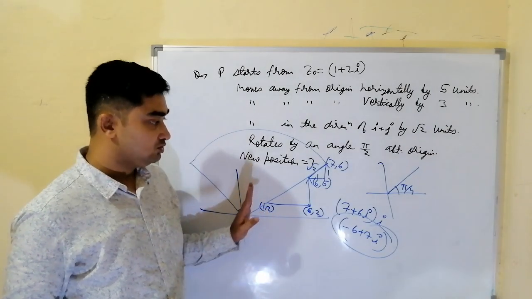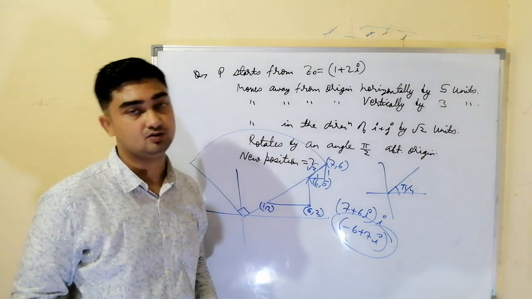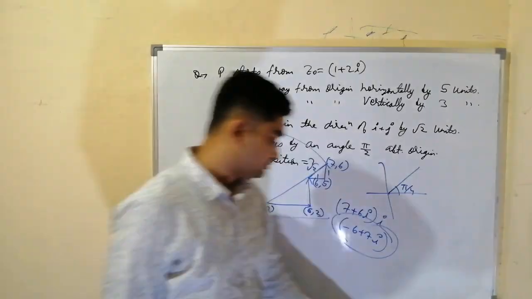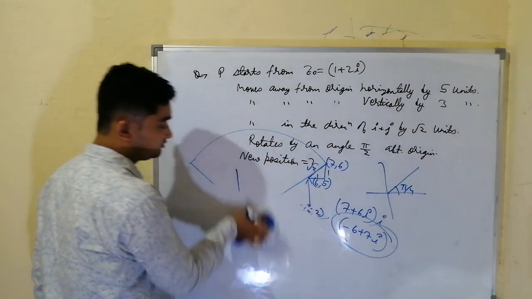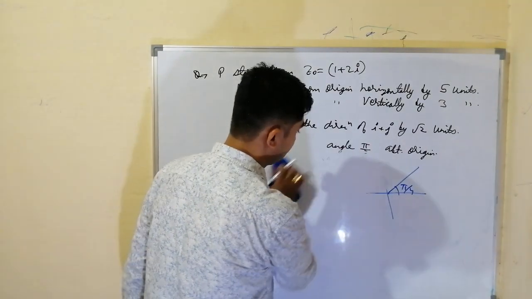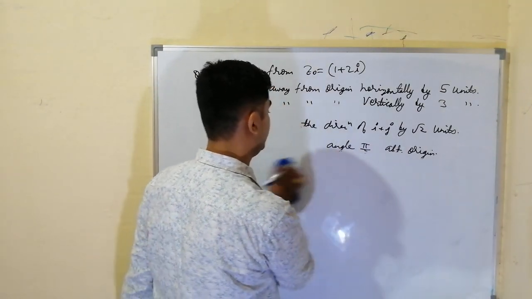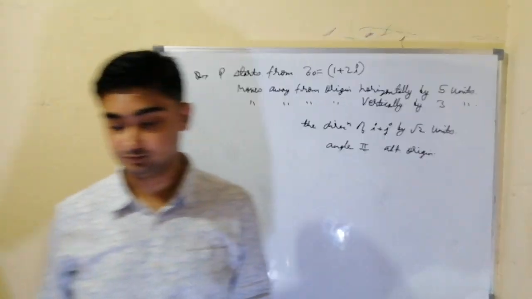The only thing we have to do, same concept, is to know how to rotate a complex number. So problems from complex numbers are very easy. We should only know the basic points about complex numbers. Then most or all of the problems from complex numbers we can do. Now we will move to the next problem.